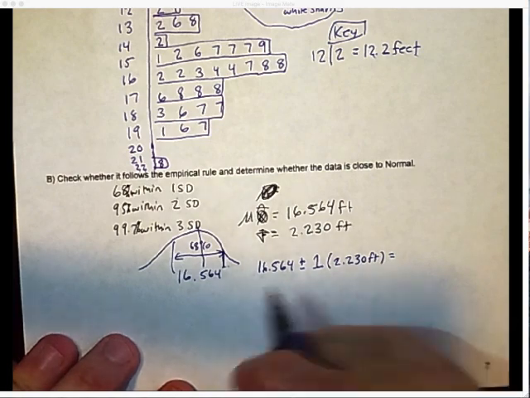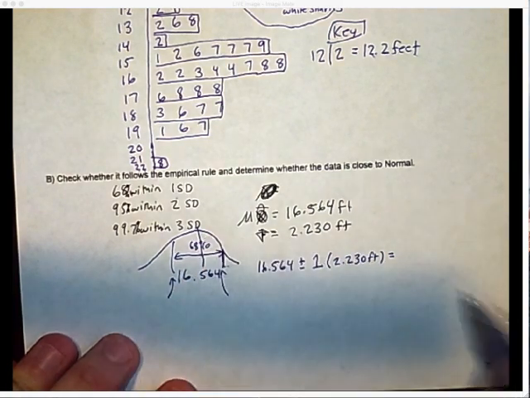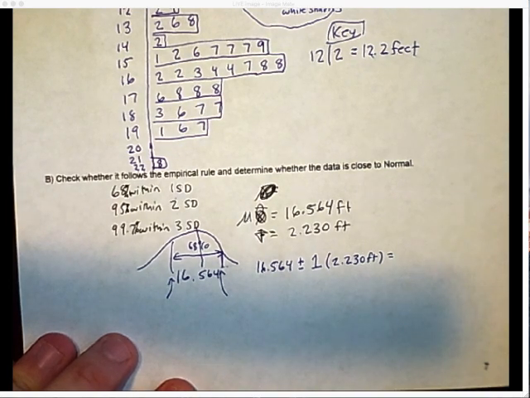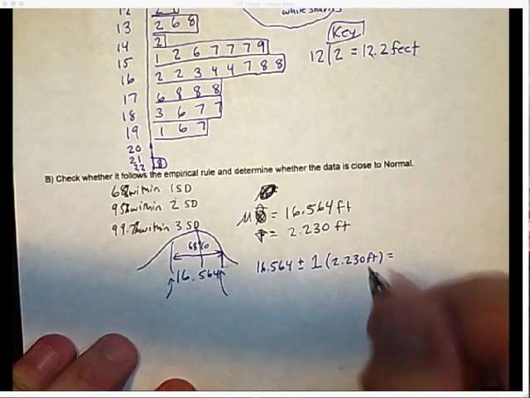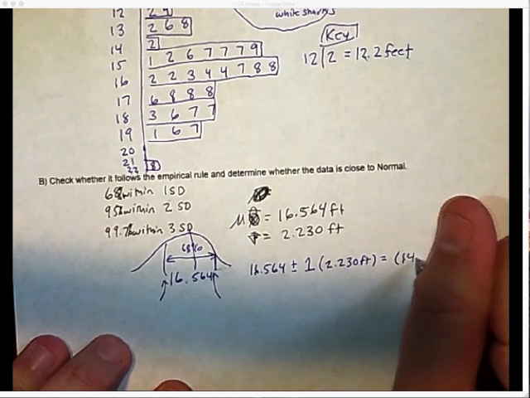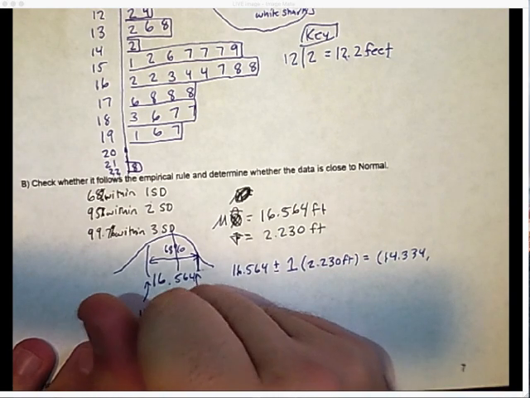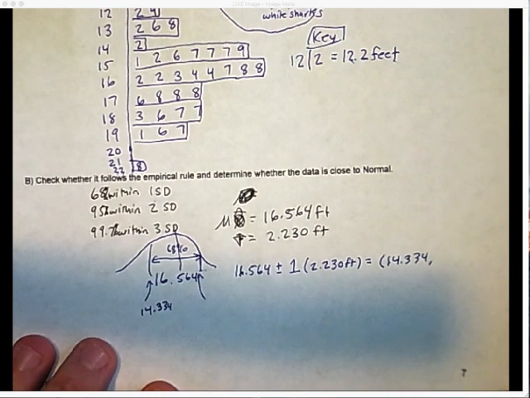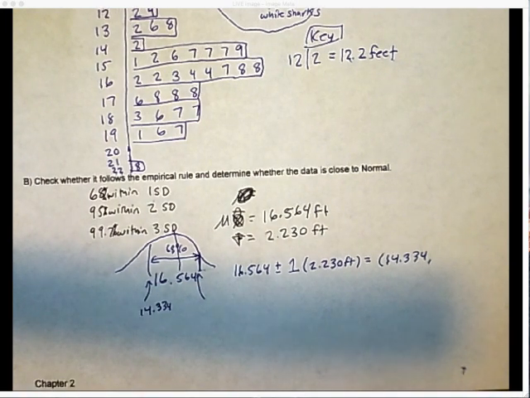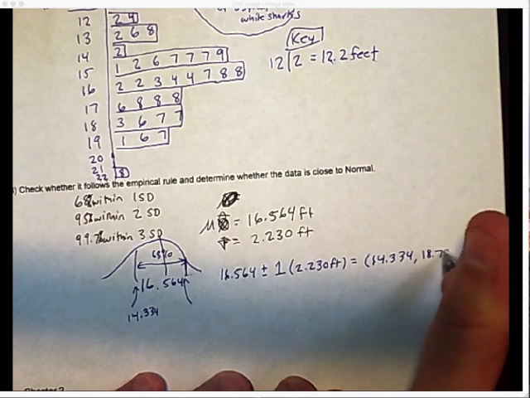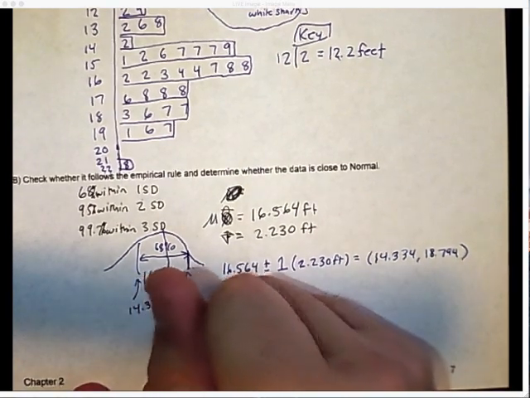So if I think about the low side here and the high side, what is 16.564 minus 2.230? 14.334. And so this number would be 14.334. And then if I added 16.564 to 2.230, we would get 18.794. So this number here is 18.794.